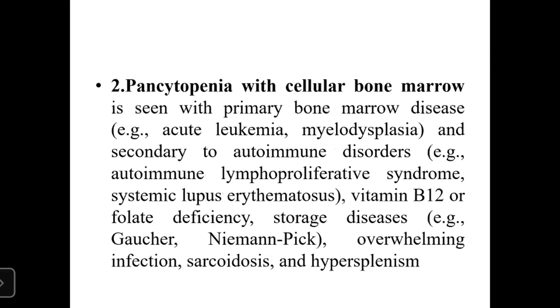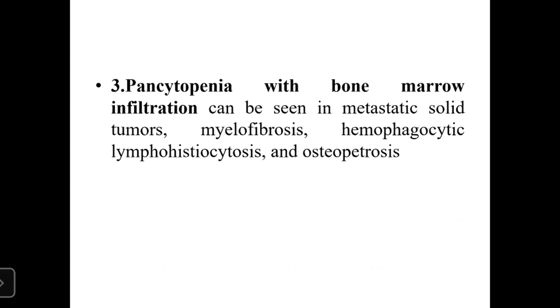Next is pancytopenia with cellular bone marrow. In which disease conditions does it occur? Acute leukemia, myelodysplasia, secondary to autoimmune disorders like autoimmune lymphoproliferative syndrome, SLE, vitamin B12 deficiency, folic acid deficiency, storage diseases such as Gaucher's and Niemann-Pick, or infections, sarcoidosis, hypersplenism. Or pancytopenia with bone marrow infiltration. In this case, myelofibrosis or hemophagocytic lymphohistiocytosis and osteopetrosis.